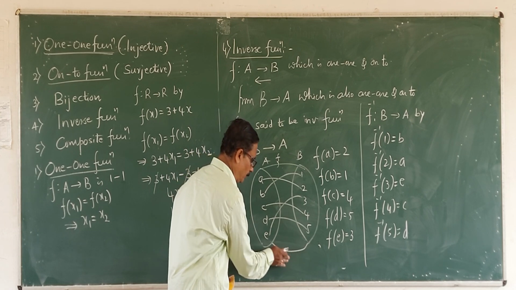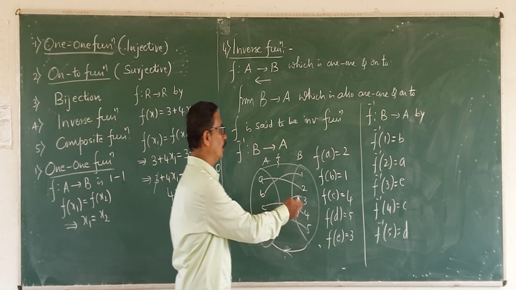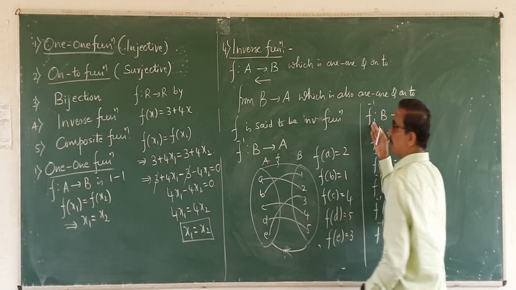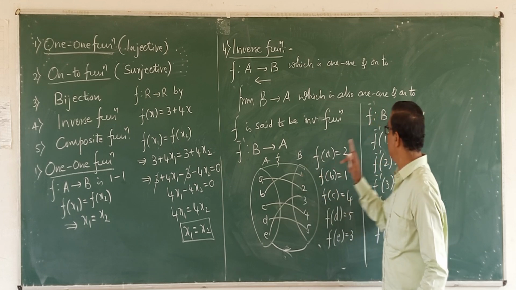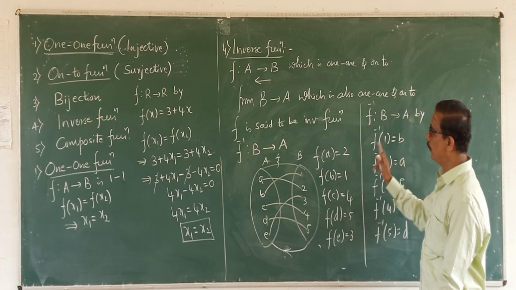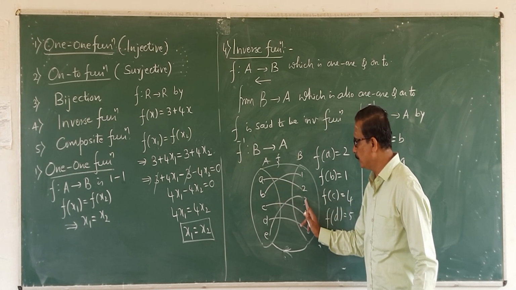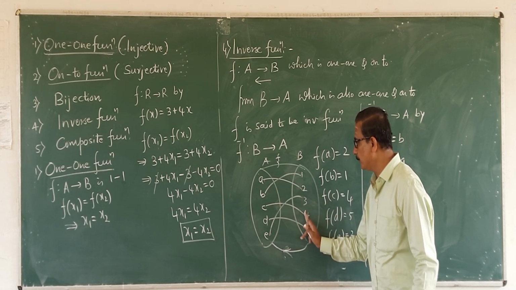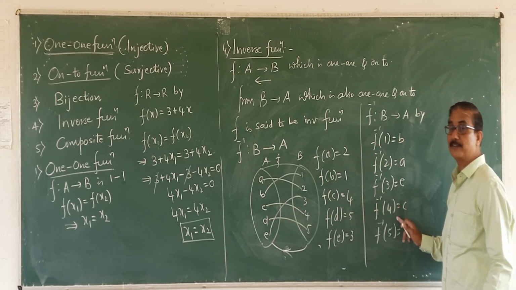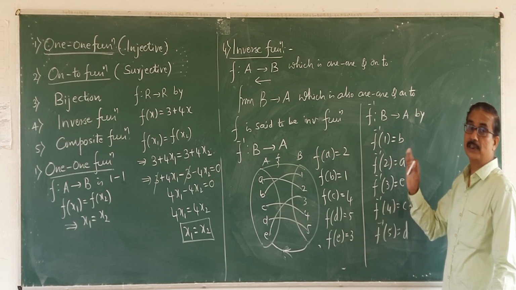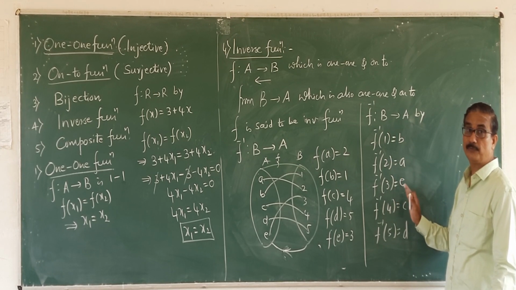Then the reverse function from B to A, taking from right to left, f inverse from B to A is defined by f inverse of 1. Read it as inverse image of 1 is B, inverse image of 2 is A, inverse image of 3 is E, inverse image of 4 is C, inverse image of 5 is D. Again it is one-one and onto. Then the function f is said to be an inverse function or invertible function.